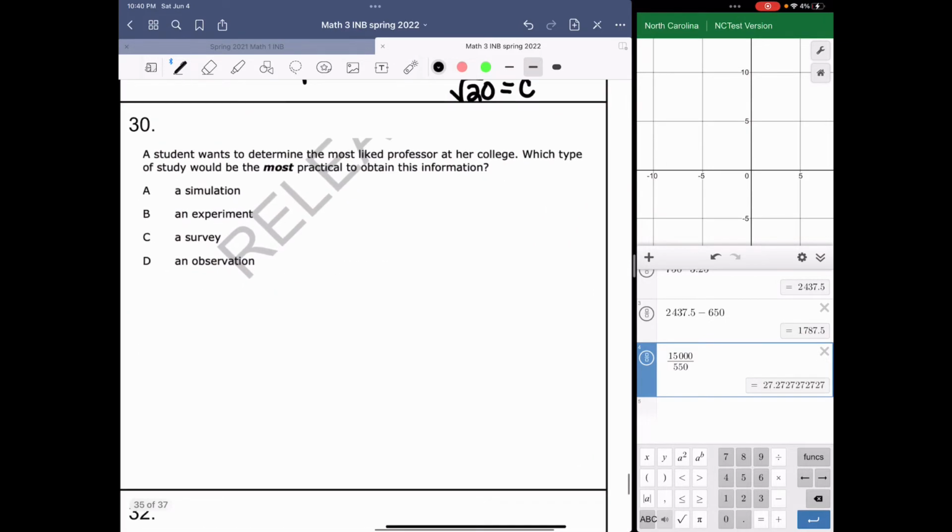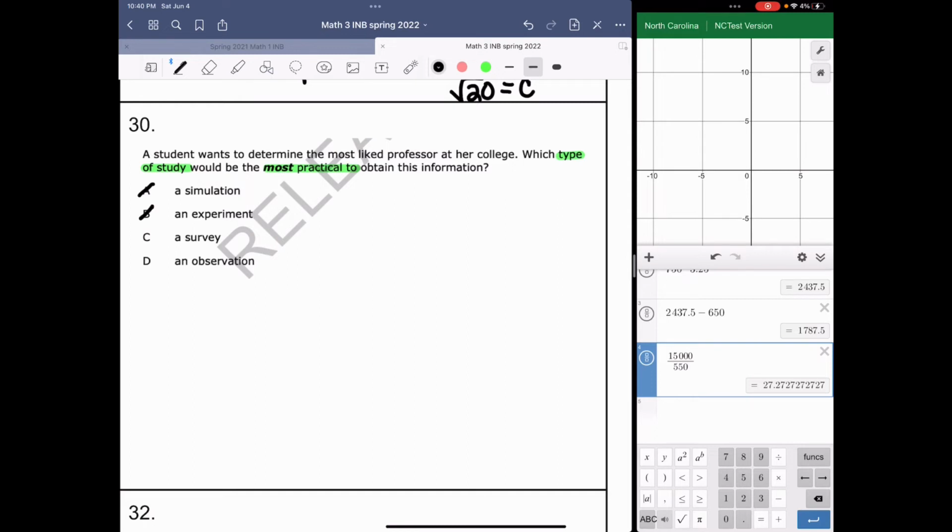All right, number 30. So a student wants to determine the most liked professor in her college. Which type of study would be the most practical to obtain this information? So if I do a simulation, it means you model something and you see it in real life and you mimic that. Well, if you're trying to figure out who's most liked, you can't really do a simulation, so that's out. An experiment means you actually experiment, but how can you determine if they're liked or not by doing an experiment, because everything could potentially be different in that experiment.